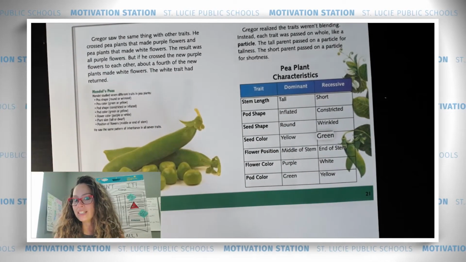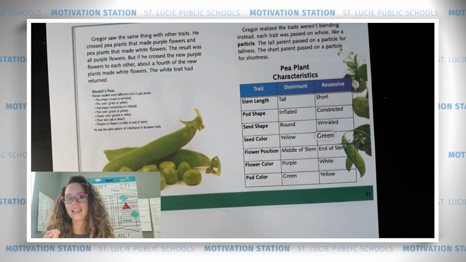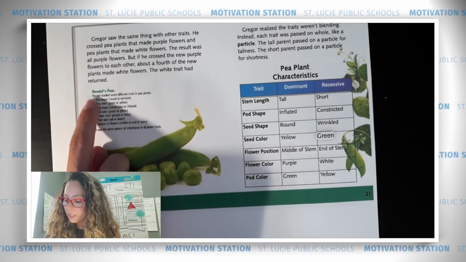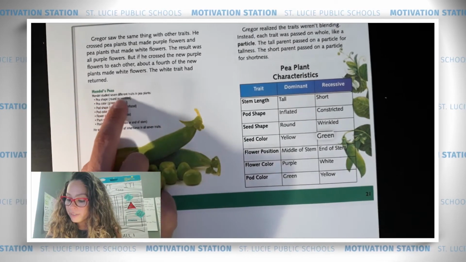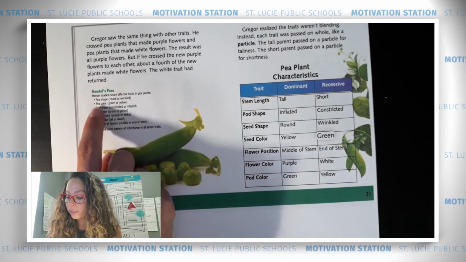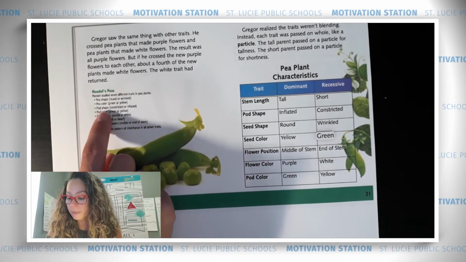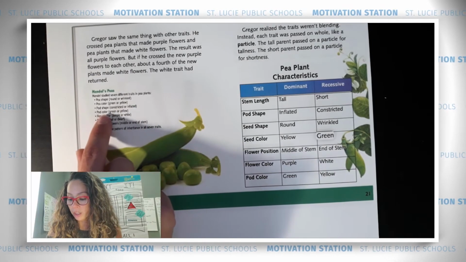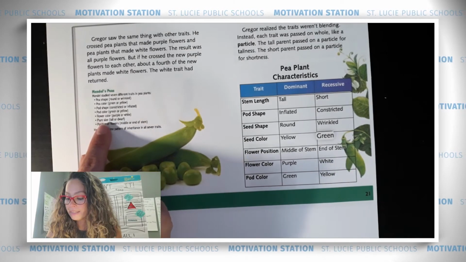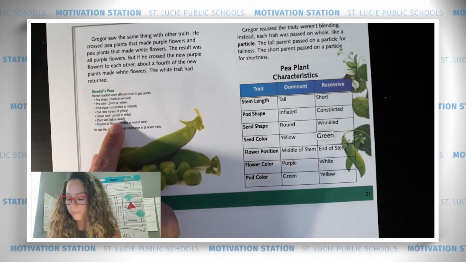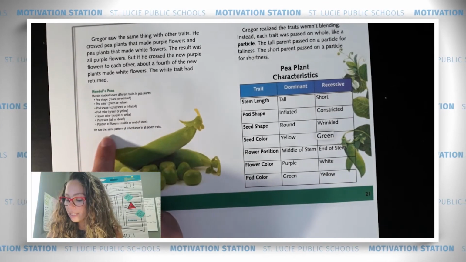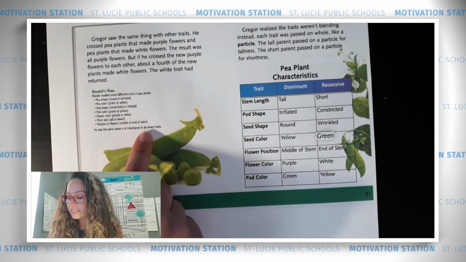So let's look, because I see here a little caption with a list. So maybe this is important for us to understand how Gregor did this. So Mendel's peas. Mendel studied 7 different traits in pea plants. Pea shape, round or wrinkled; pea color, green or yellow; pod shape, constricted or inflated; pod color, green or yellow; flower color, purple or white; plant size, tall or dwarf, which is short; position of flowers, middle or end of stem. He saw the same pattern of inheritance in all 7 traits.